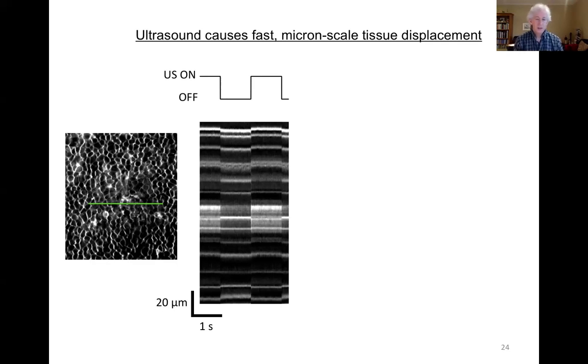So what I'm showing you here is these lines are the membranes of the cells, and the x-axis here is showing time. So the y-axis is just a single cross-section through the retina, and the x-axis is time. When the ultrasound turns on and off, this lateral movement here that you can see, which is up and down, vertical on this plot, is the membranes moving back and forth and then recovering over time.